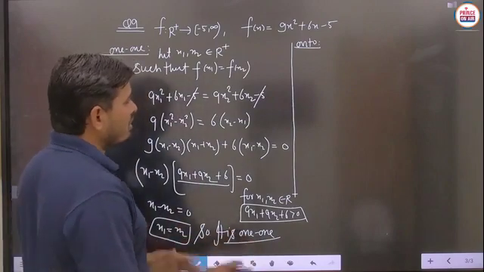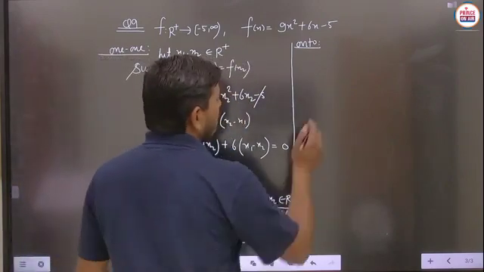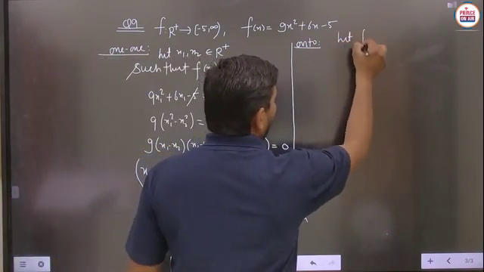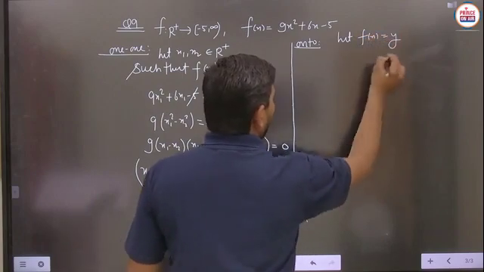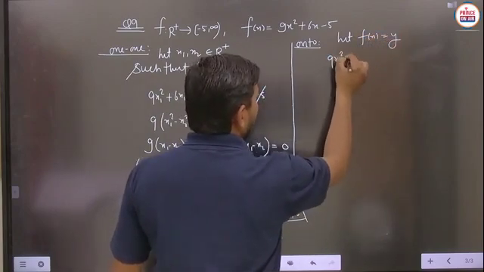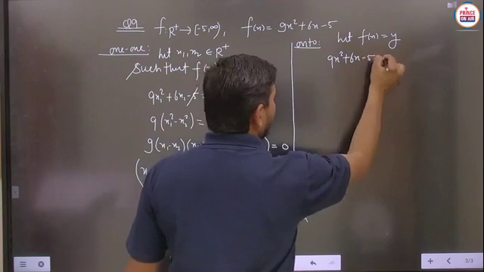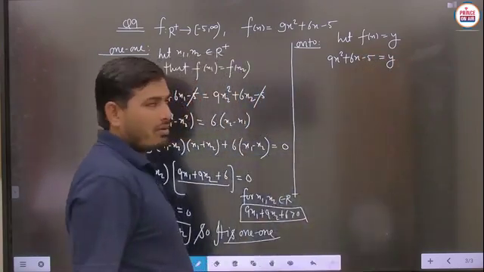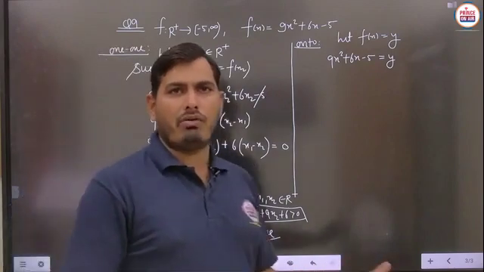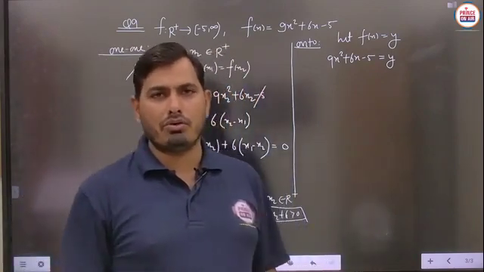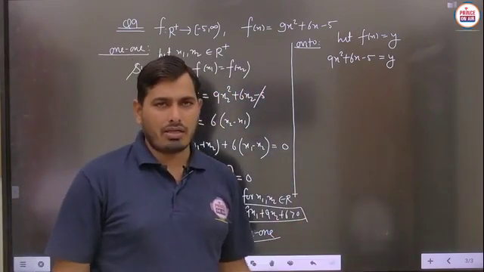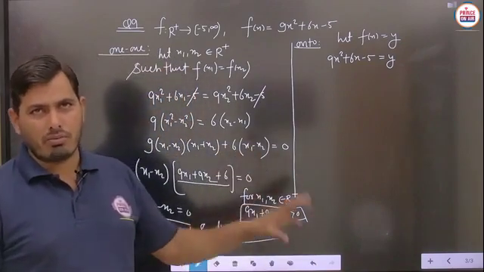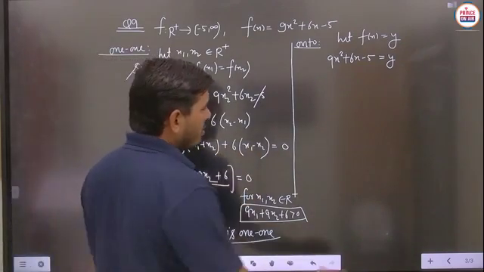So we have to use some basic completing the square method. In this case, let f of x be taken as y, then 9x square plus 6x minus 5 equals y, and you can just use the completing square method. I think students, you know very well about the completing the square method, because in the previous classes 9th or 10th you have to just use the method where we take the common factor as 9.